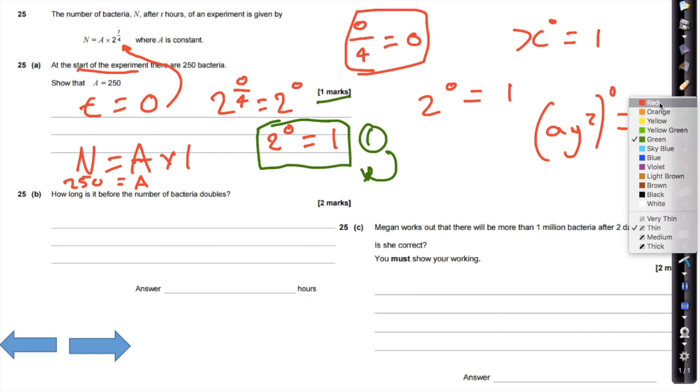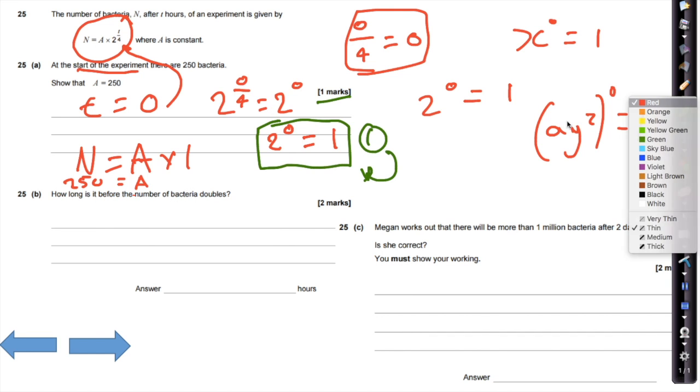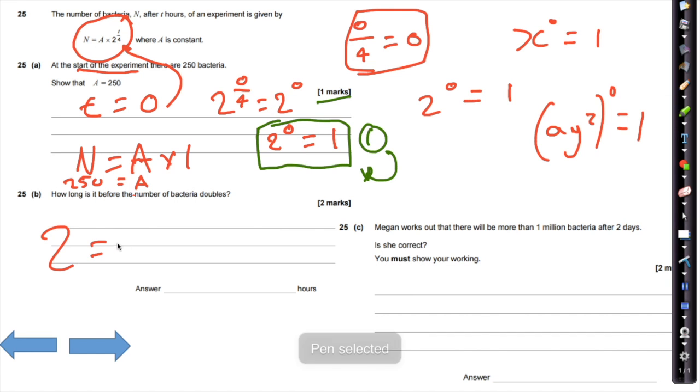25b, how long is it before the number of bacteria doubles? So what we're saying here is we're using this formula, N equals a times 2 to the power of t over 4, and if the number of bacteria doubles, then whatever n was, it's now twice the amount. So you'd get 2 equals 2 to the power of t over 4. I'll just rewrite that so it's a little bit more obvious with our power.